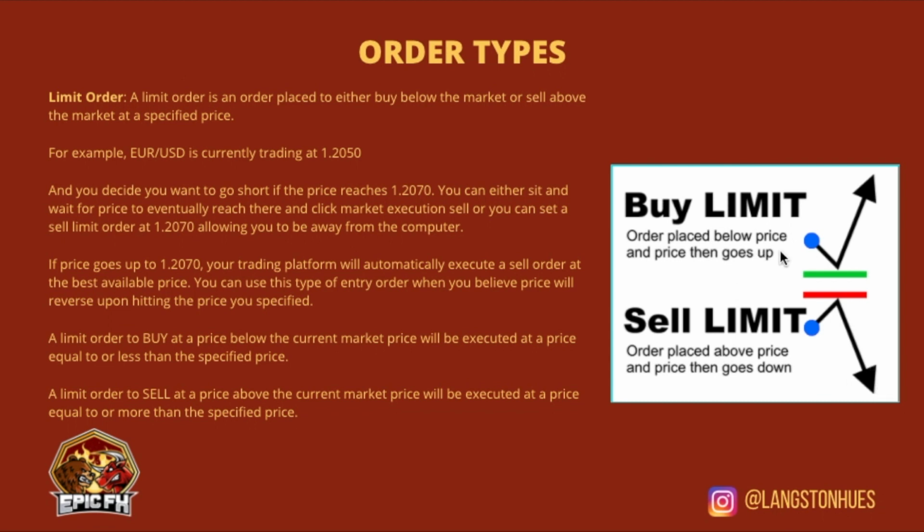The same for a buy limit. Price is currently here at the blue dot, and you suspect that once price comes down here, it will continue up from a reversal. So you would put a buy limit right here, because you're expecting price to come down here and to continue up.